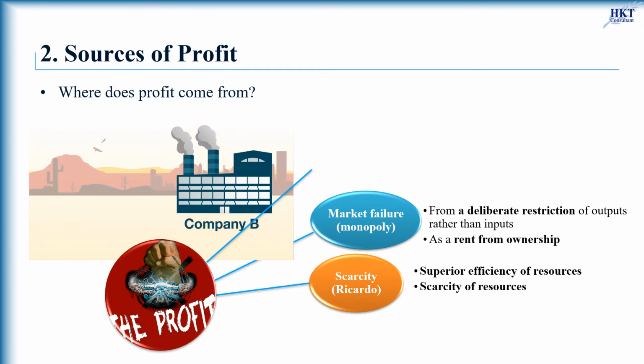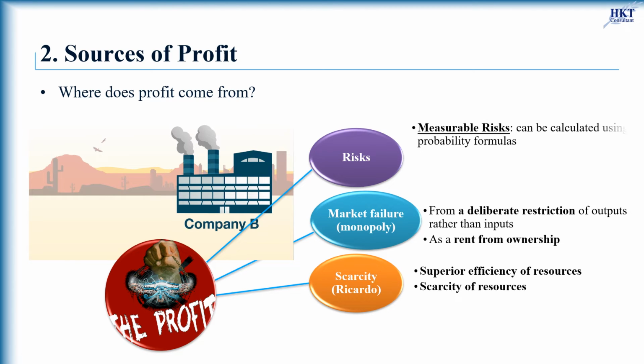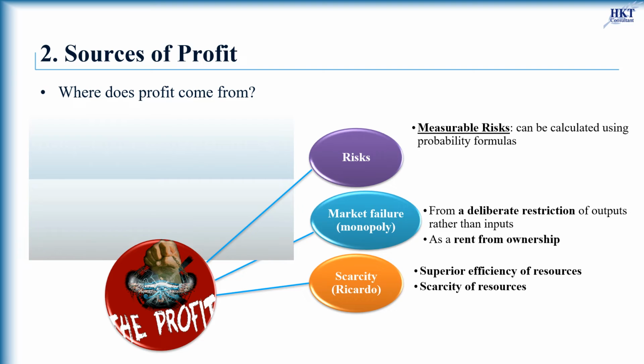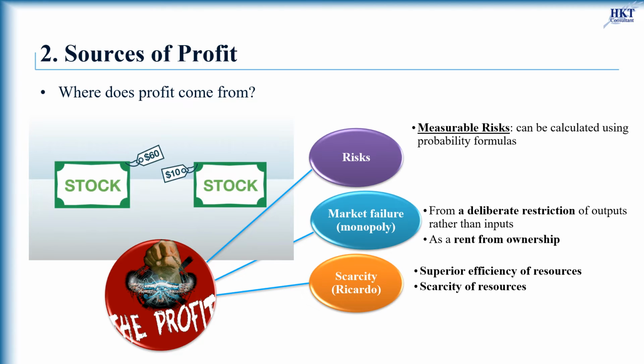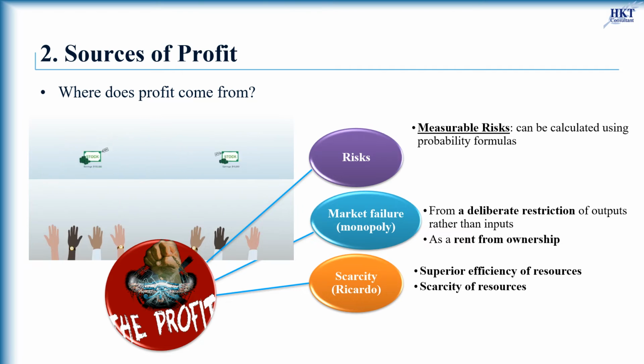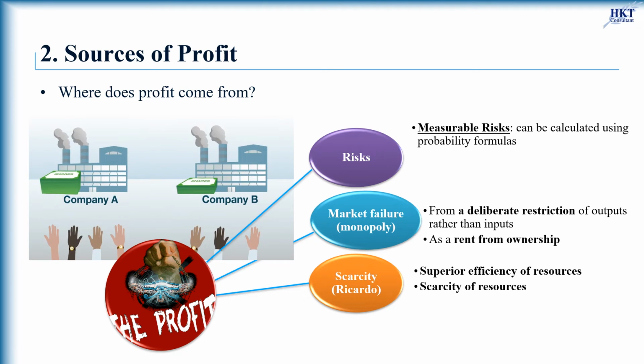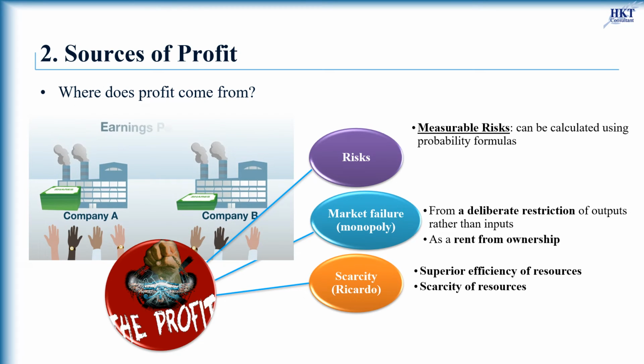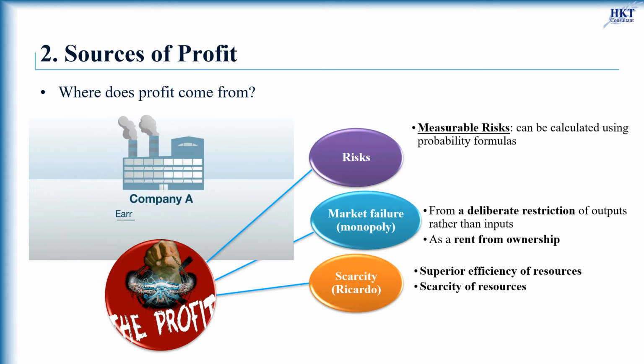The third source of firm profit comes from risks, which comprise two types. Firstly, measurable risks, which can be calculated using probability formulas, can have both positive and negative impacts on firm profit, as they may result in losses, but also in benefits and opportunities for the firm. Profits are calculated based on the prioritized assessments, or experiential judgments of the firm and decision makers within the firm.